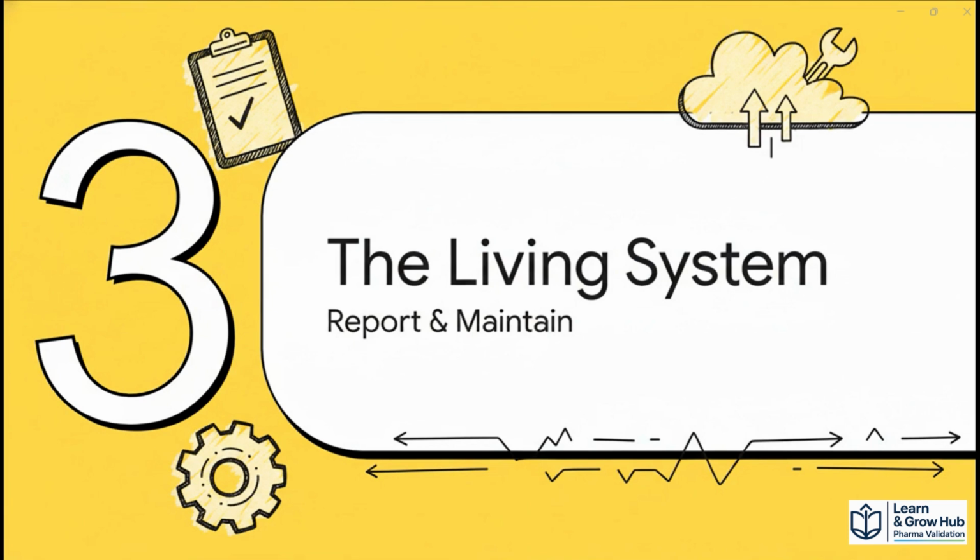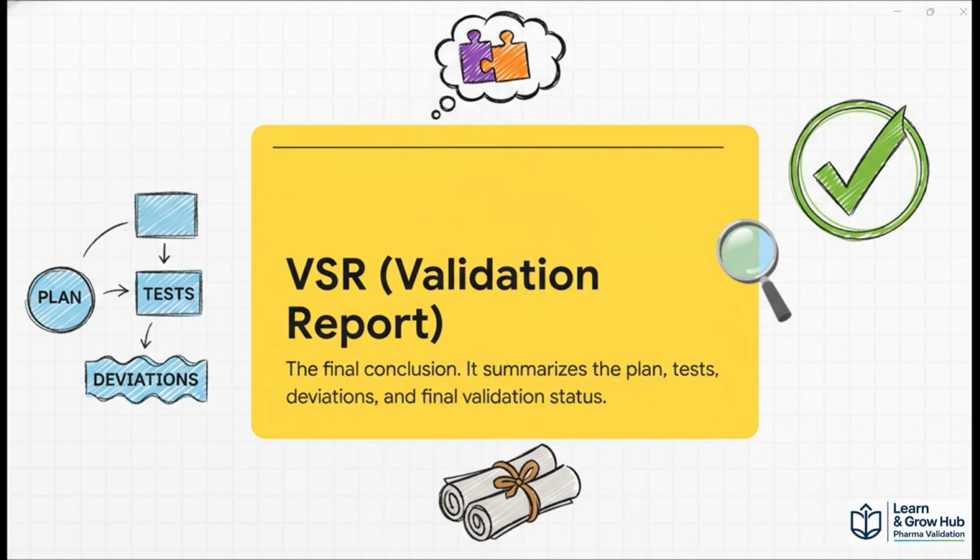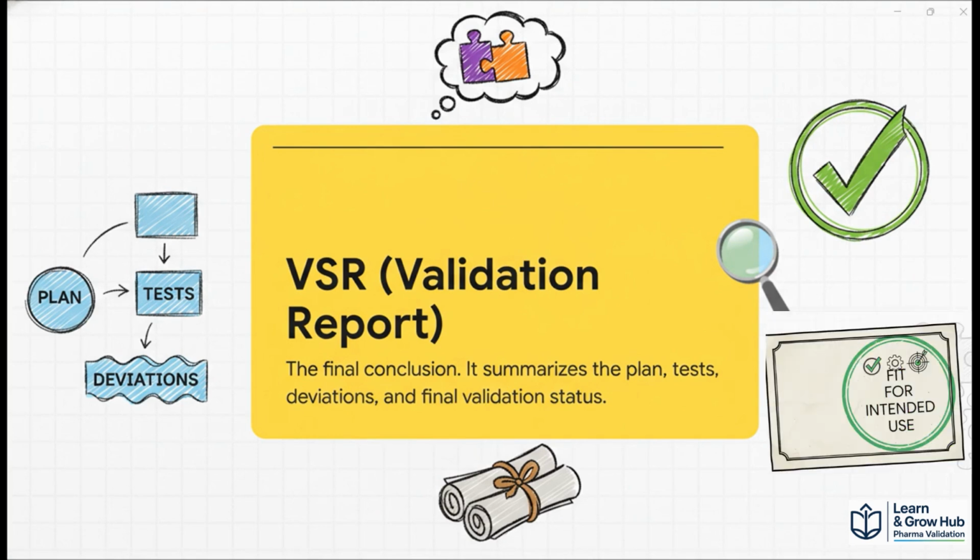Many people think validation ends here, but it does not. We must create a validation summary report or VSR. This is the final conclusion of the project. It summarizes what was planned and what was tested. It also lists any deviations that have happened during testing. The VSR provides the final status that the system is fit for its intended use. Without the VSR, your validation is incomplete.